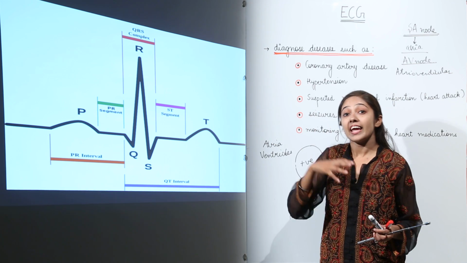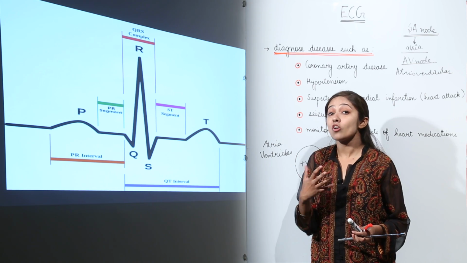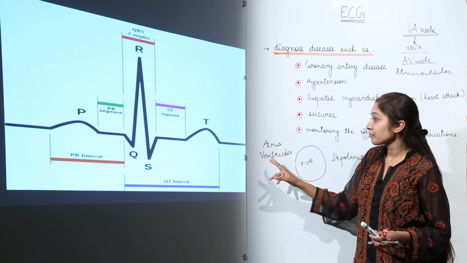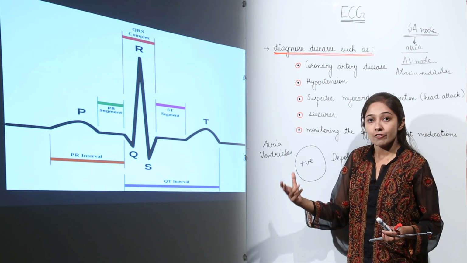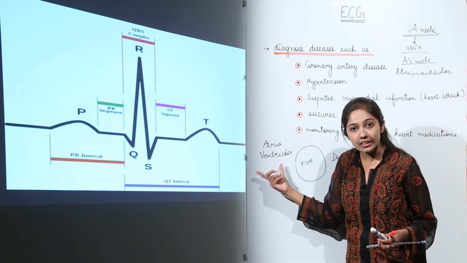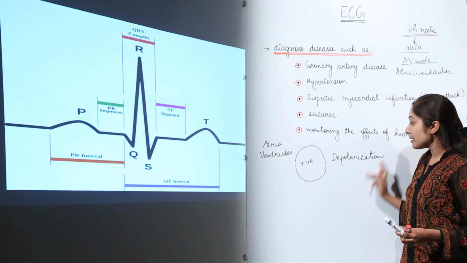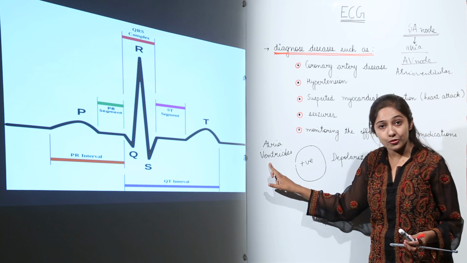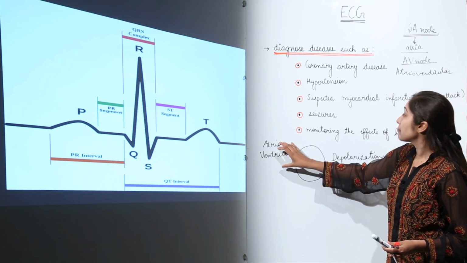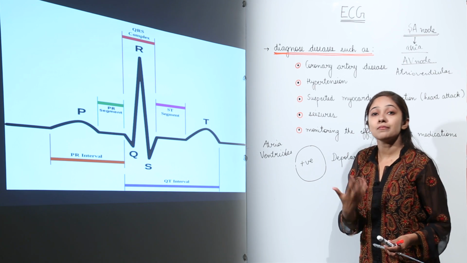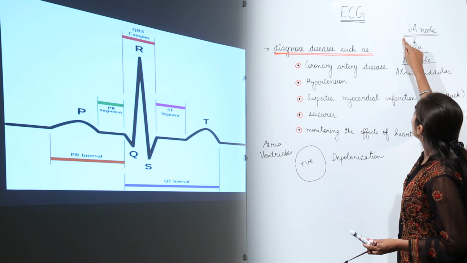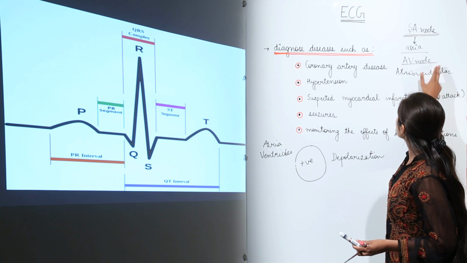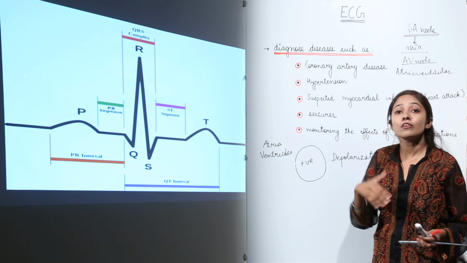But when there is any change, when the heart is not normal, then there are changes in these waves. So remember that in the human heart, we have two atria and two ventricles. The depolarization occurs first of all in the atria and then in the ventricles. How does it happen? The initiation of depolarization begins from the sinoatrial node. Then it travels through the atrioventricular node to the ventricles.